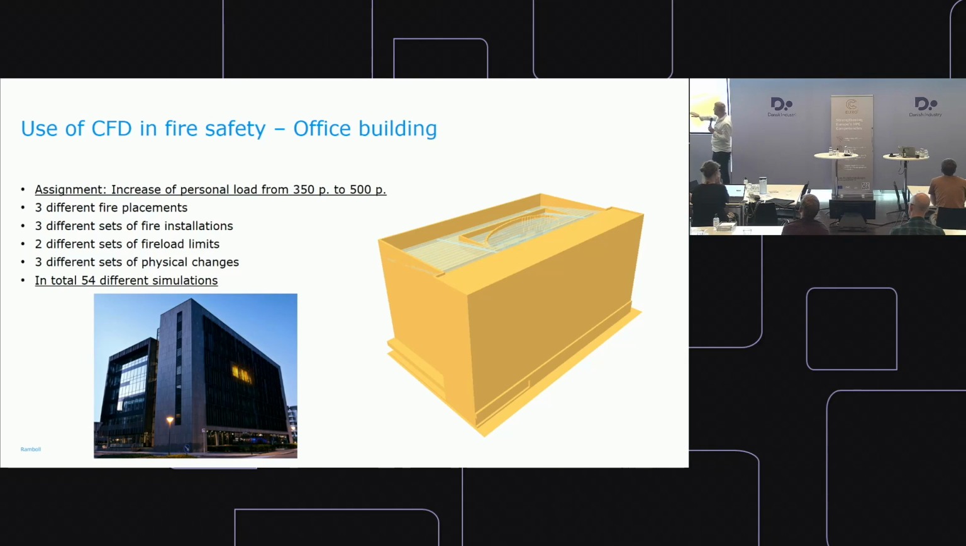So the assignment was to increase the number of people in this building. This is the pretty model of it, from 350 to 500 people. And what we would normally do would be to set a strategy for our simulations and say we would need a lot of sprinklers, and then just try that simulation. And then just do one different simulation, because that would be what our computers could handle.